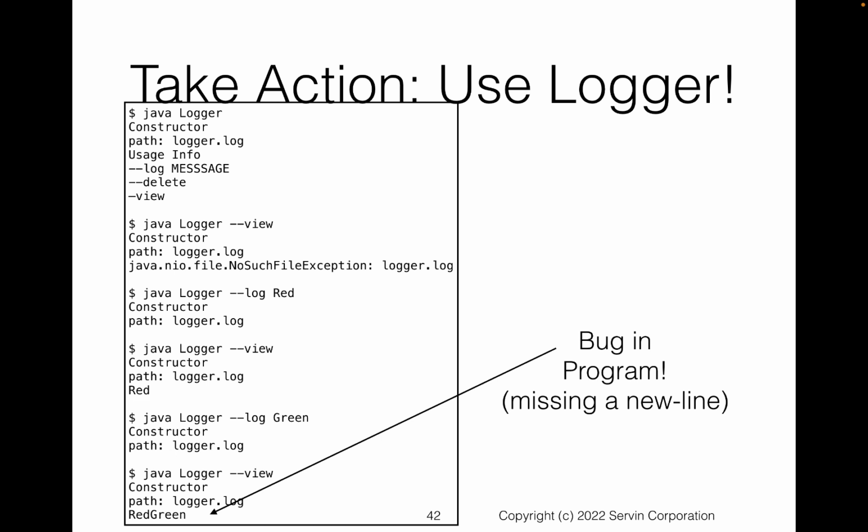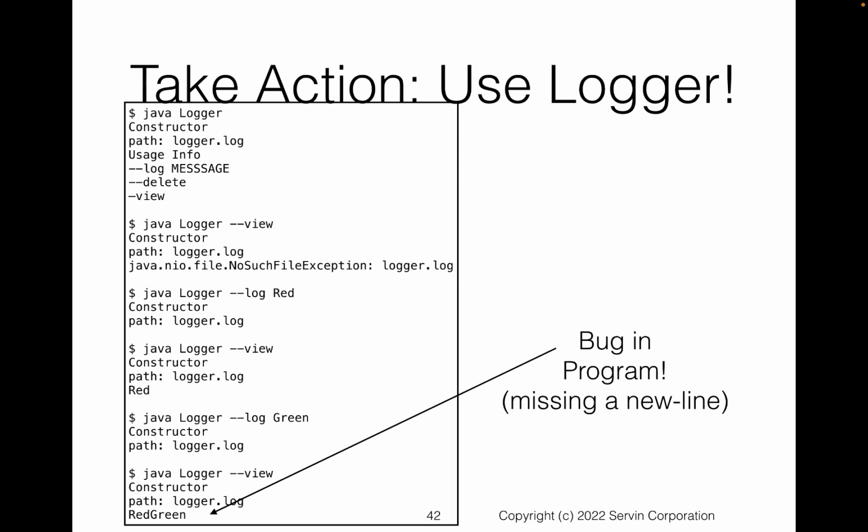And then we decide to put another log in there. We say java Logger --log green, and at this point, when we do the java Logger --view at the bottom, whoa, we have a little minor bug. We do see red and green, but we were expecting to have red on one line and green on the other line. So we actually have a bug in the program, and the bug is we were not putting a newline character at the end of the log.